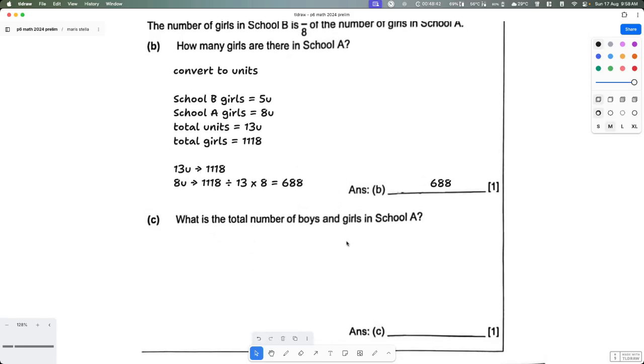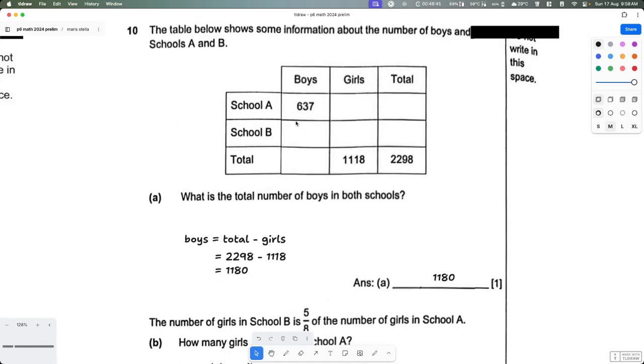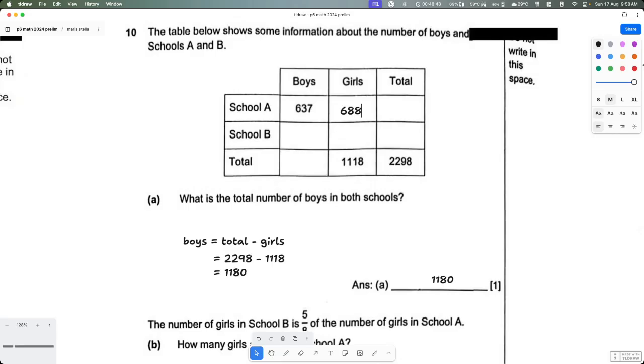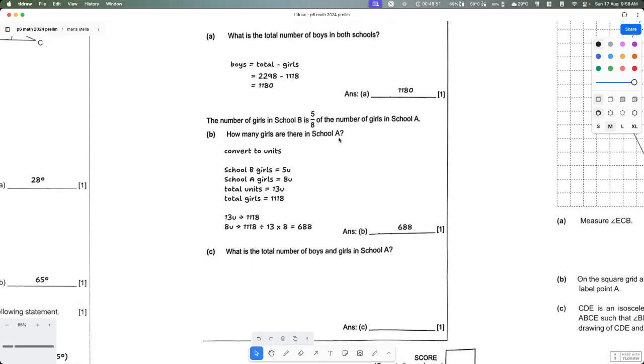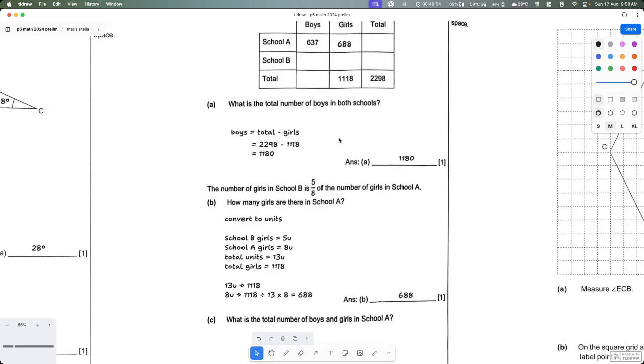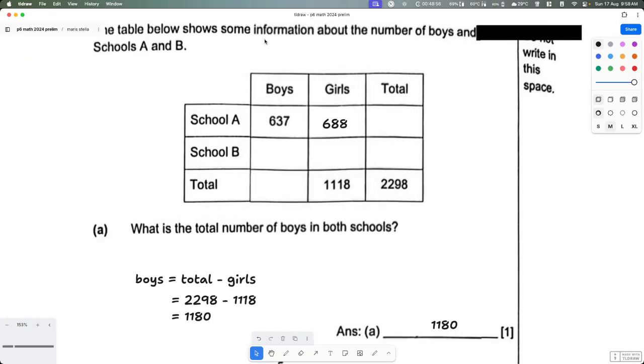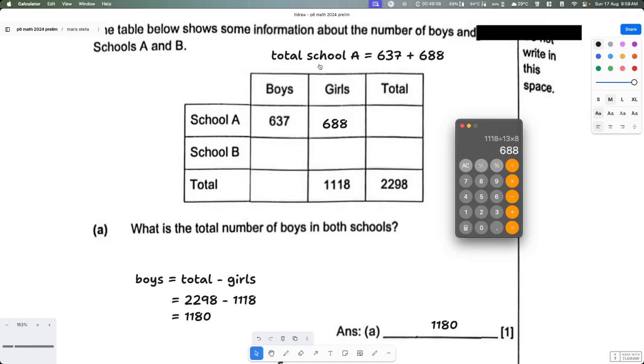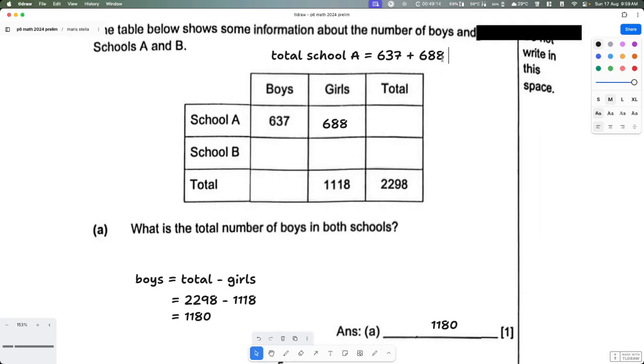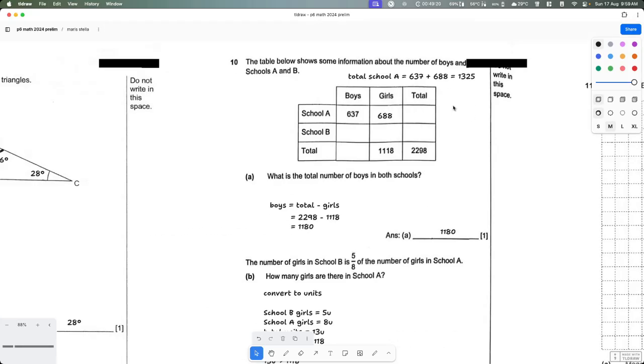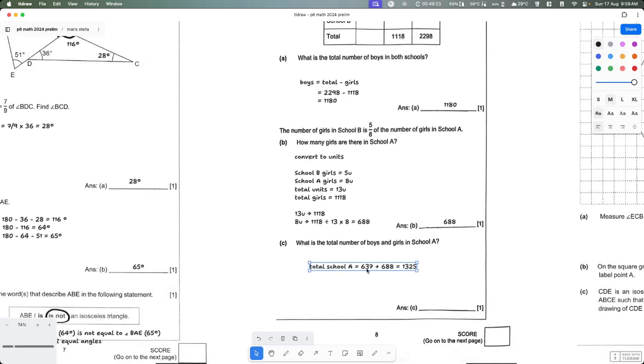What is the total number of boys and girls in school A? So they have school A over here. I'm going to write here 688. Boys is 637, girls is 688. The total is pretty straightforward. So total school A is equal to 637 plus 688, which will become 1325. All right, that's it.